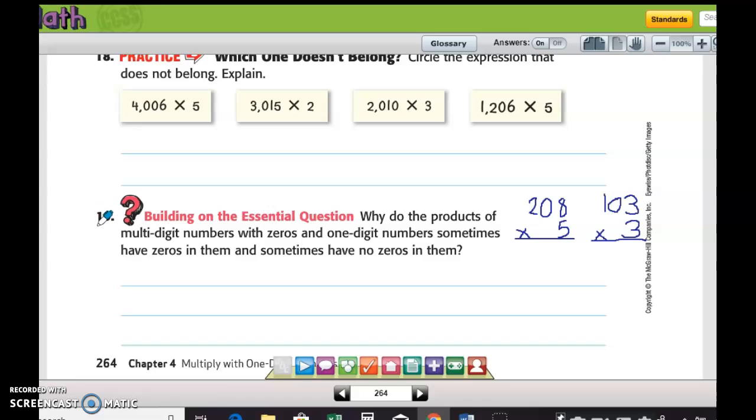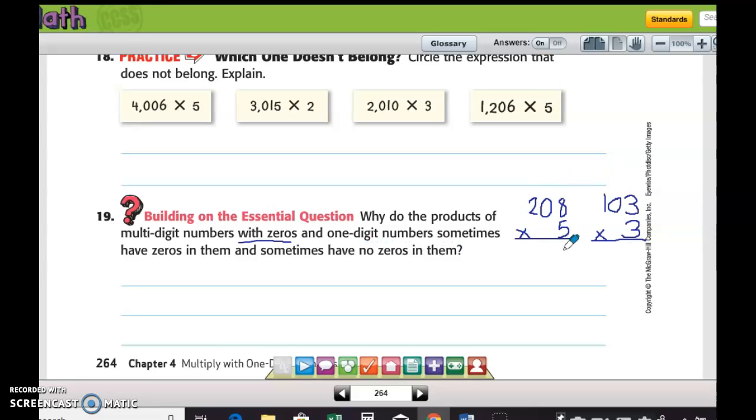And one last thing, number 19 is kind of confusing. So let me read it, and then let me go over these examples that I've written here for you to help understand what they're asking for. Why do the products of multi-digit numbers with zeros and one-digit numbers, so one-digit number factor, sometimes have zeros in them and sometimes have no zeros in them?